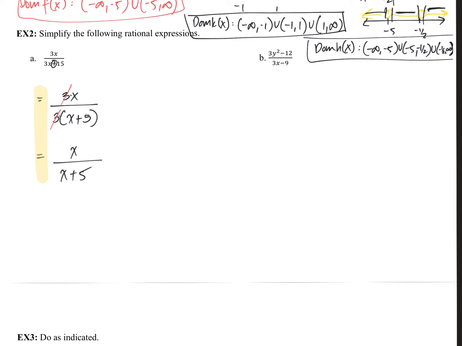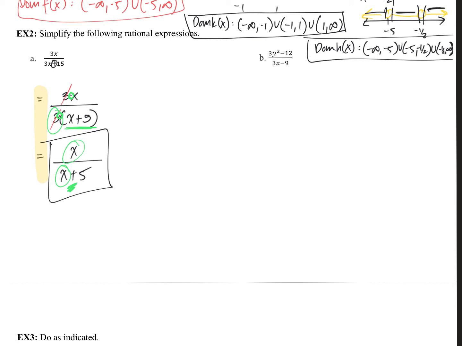Now you might say, but wait, why can't I cancel that x and the other x? Why can't I cancel these two? The reason is that x is being added to the 5. We cannot cancel something that's being added or subtracted. We could cancel this 3 because it was being multiplied to this binomial, and this 3 was also being multiplied to the x. So be careful about when you're trying to cancel.